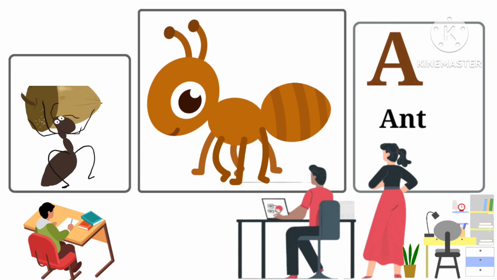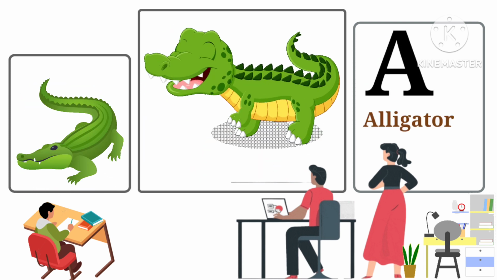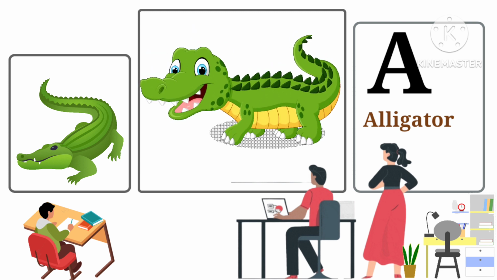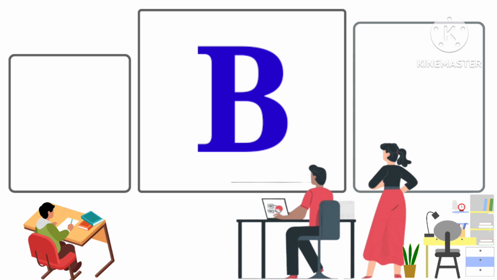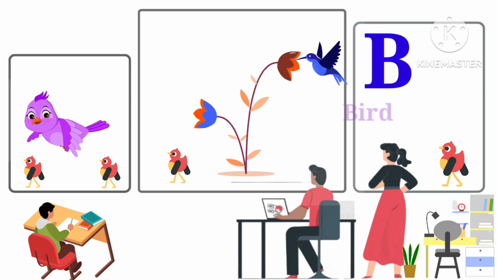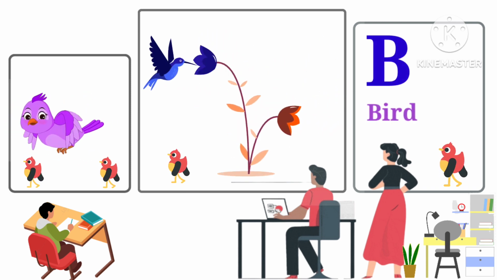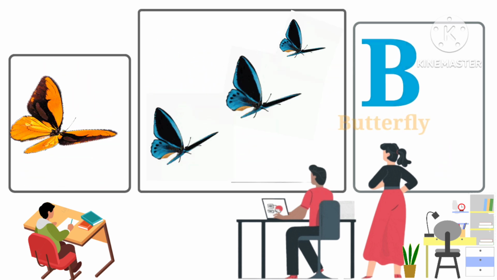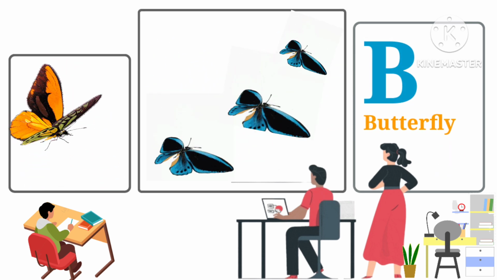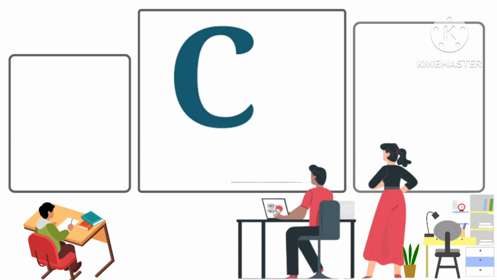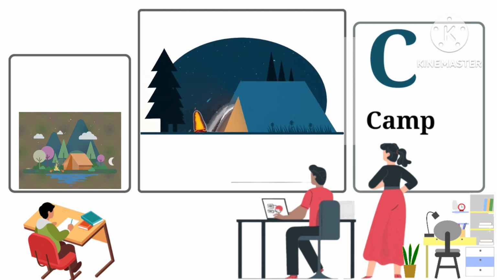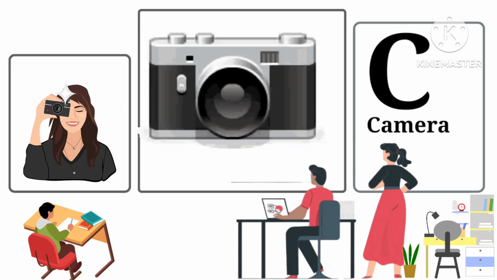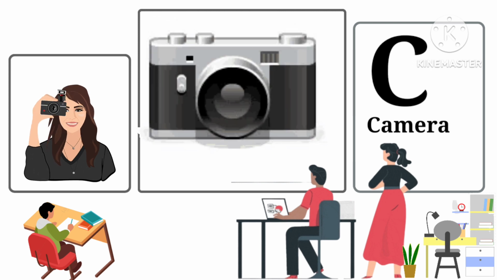A for ant. A for alligator. B for bird. B for butterfly. C for camp. C for camera.